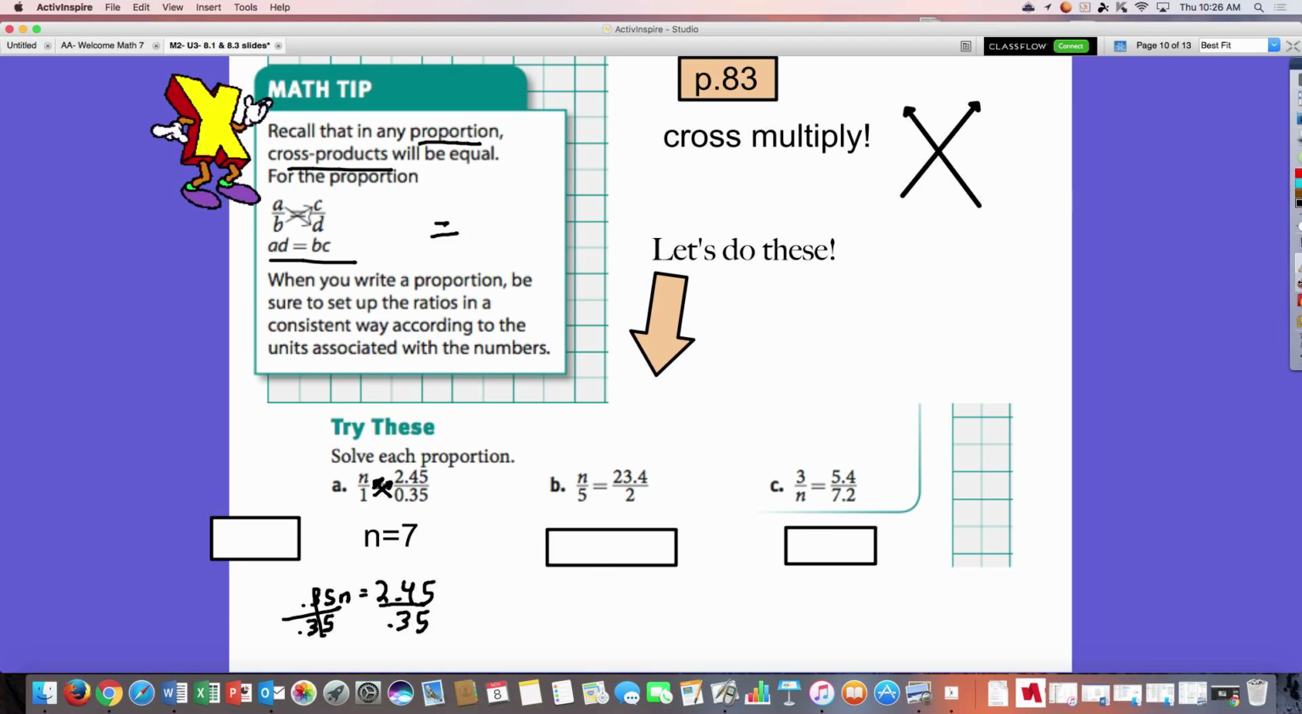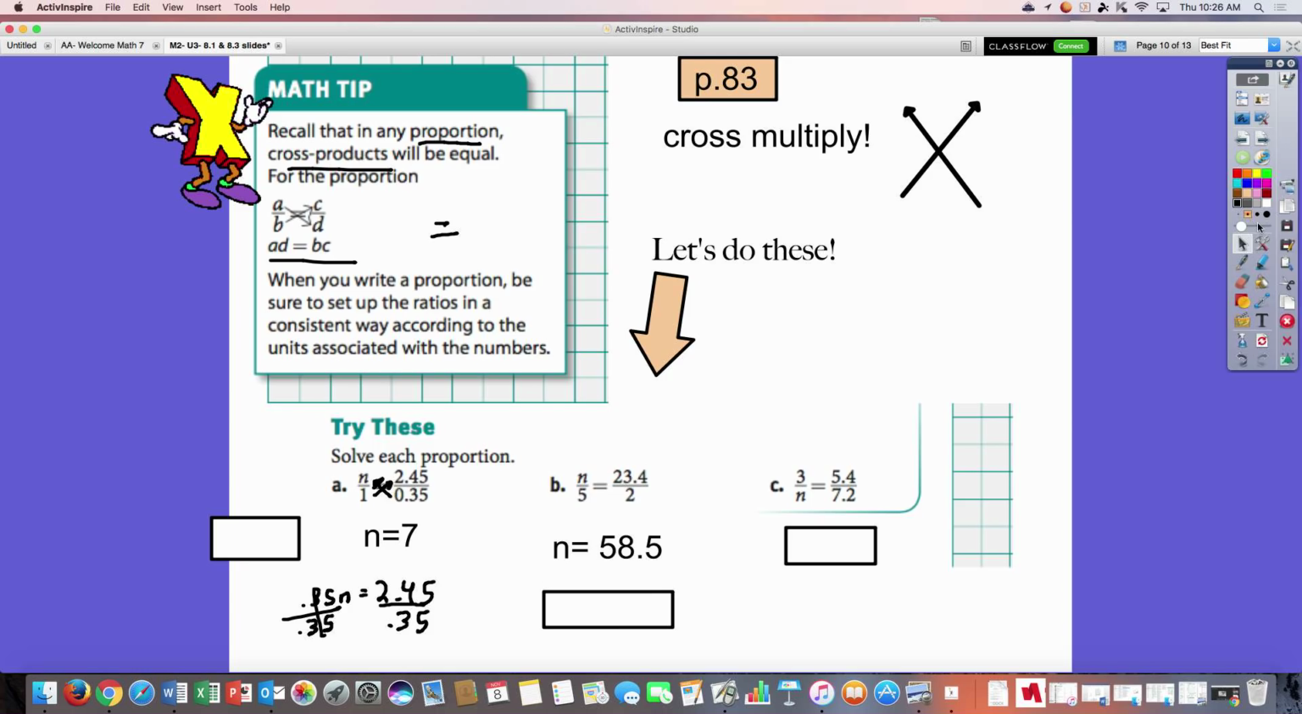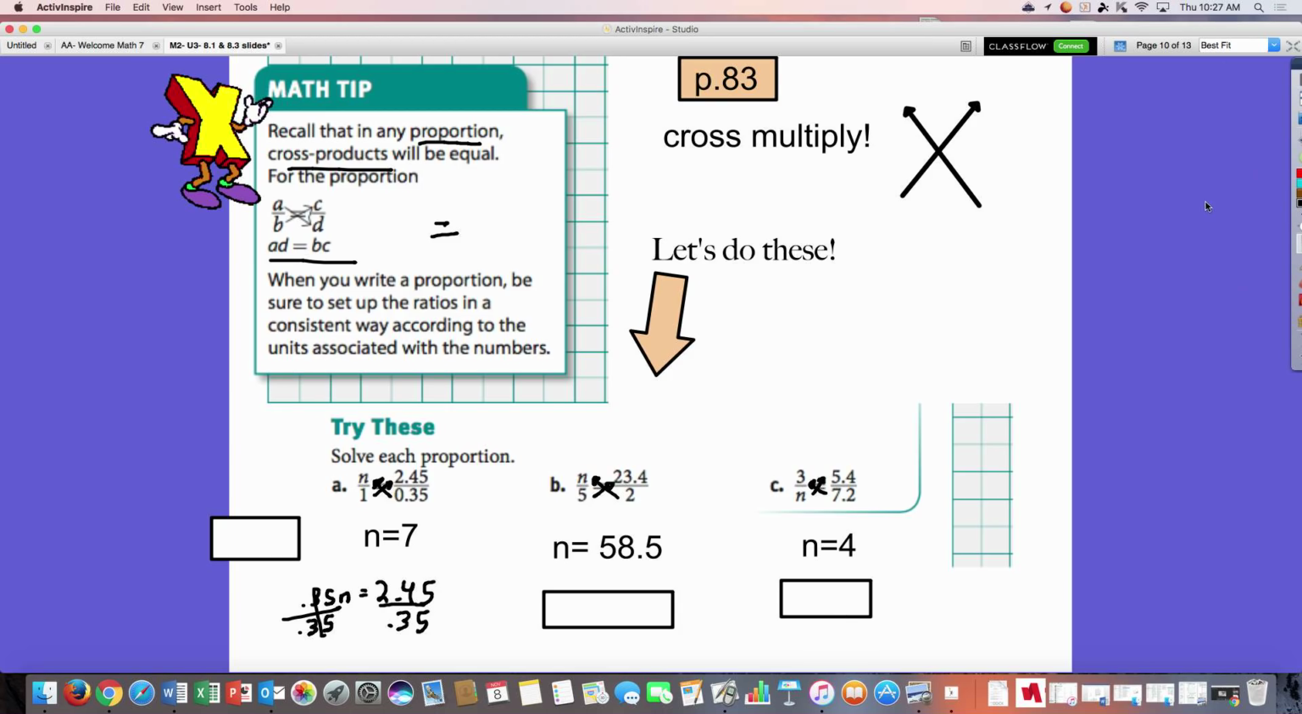Shoo! All right, welcome back. Did you cross multiply? 2n and that. You should have multiplied those across. Solve for n. So I multiply, solve for n equals 58.5. Same with C. I cross multiply, solve for n, same. N equals 4. I bet you got all those right. You're great at this now.